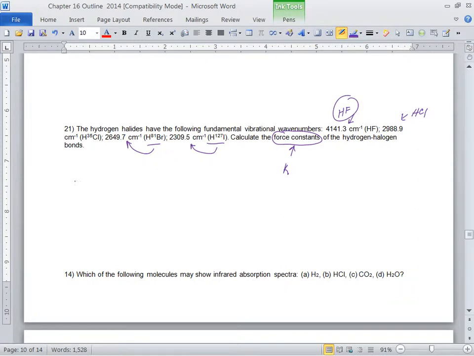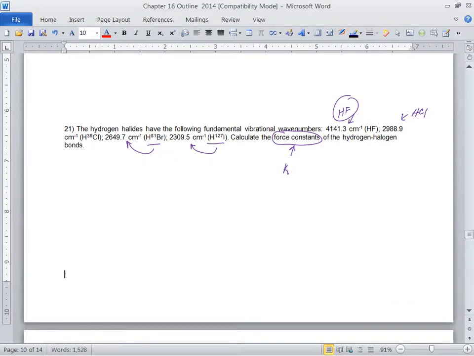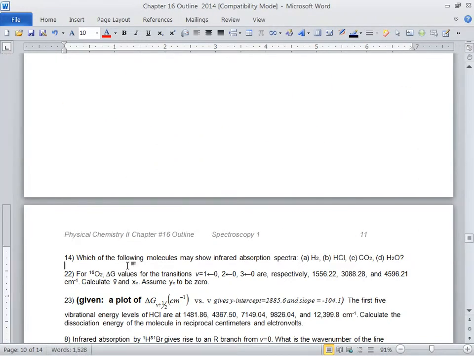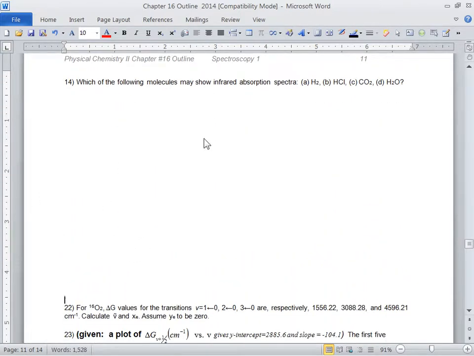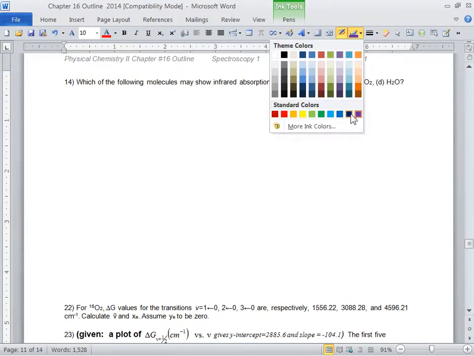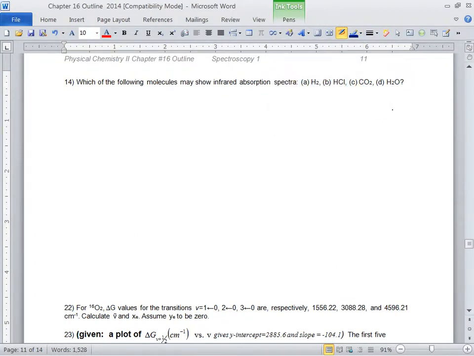All right, man, this is getting easy. How about this one? Nothing to calculate in this one. Which of the following molecules may show infrared absorption spectra? Do not circle which one? H2. Yeah. And you're done. Right?